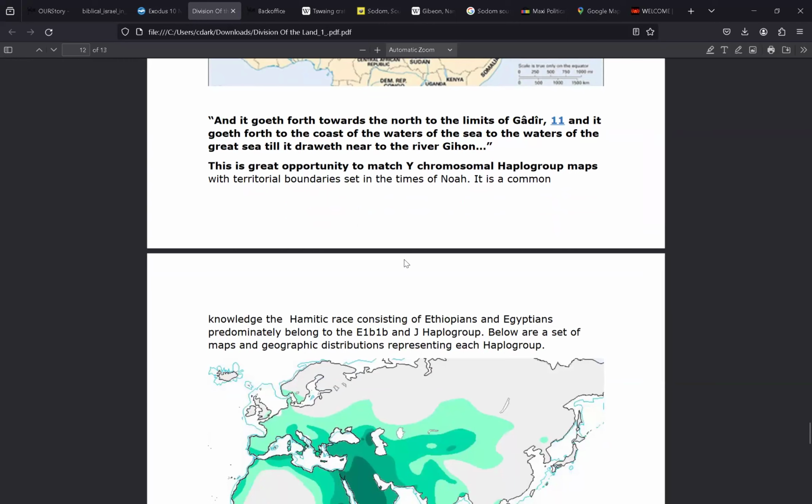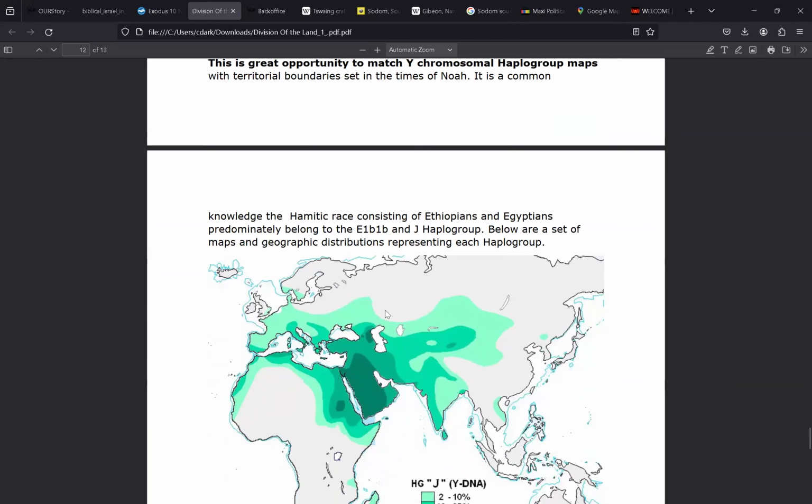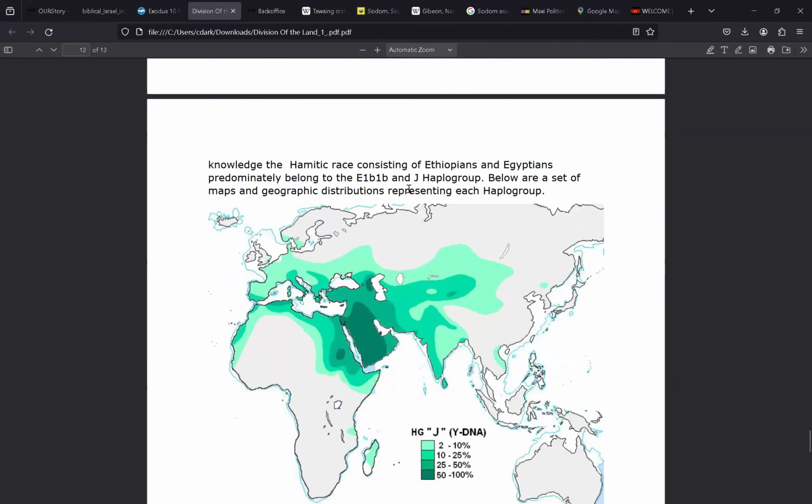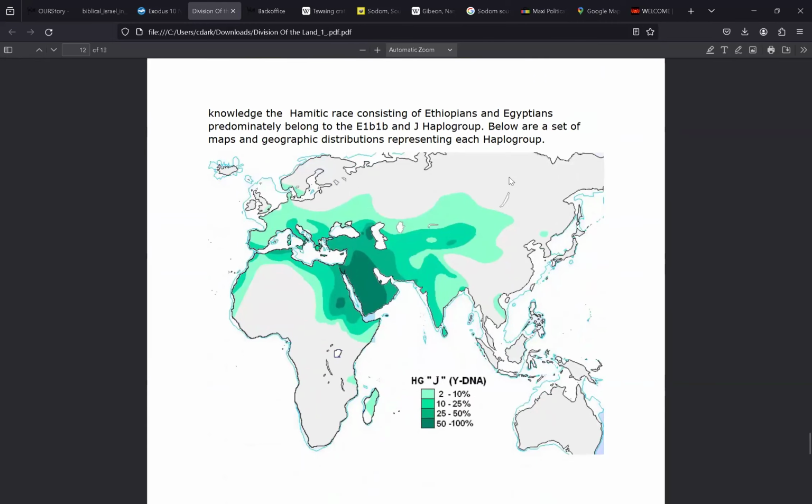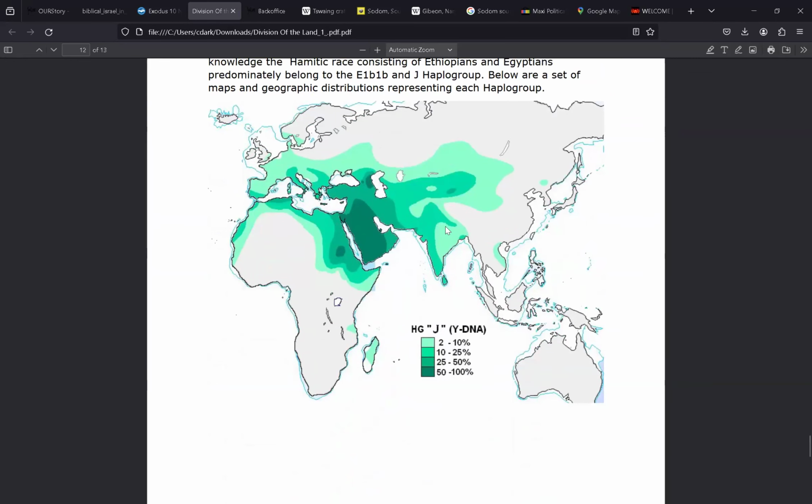Yeah. So this is a great opportunity to match Y chromosome haplogroup maps with territory boundaries set in the times of Noah. There's a common knowledge that the Hamitic race consisted of Ethiopians and Egyptians, predominantly belonging to the E1B1B and J haplogroups. Below are a set of maps and geographic distributions representing each haplogroup. So you can see that the J haplogroup is obviously dominant in North Africa.